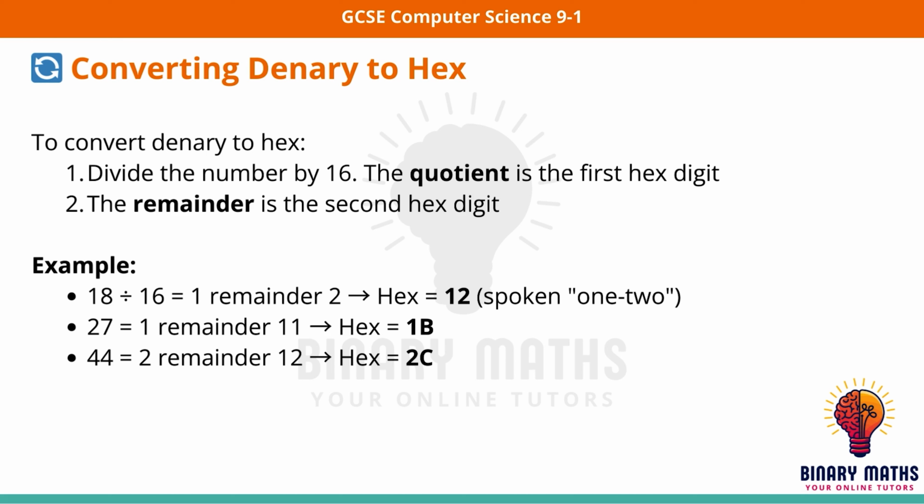For 44, if we look at another example, we would have 2 times 16 plus 12, and 12 is C in hex. So we can see that 16 will go into 44 twice, so that's why we have a 2. And we have a remainder of 12, and 12 in hex is C. So when we combine those together, the answer is 2C.